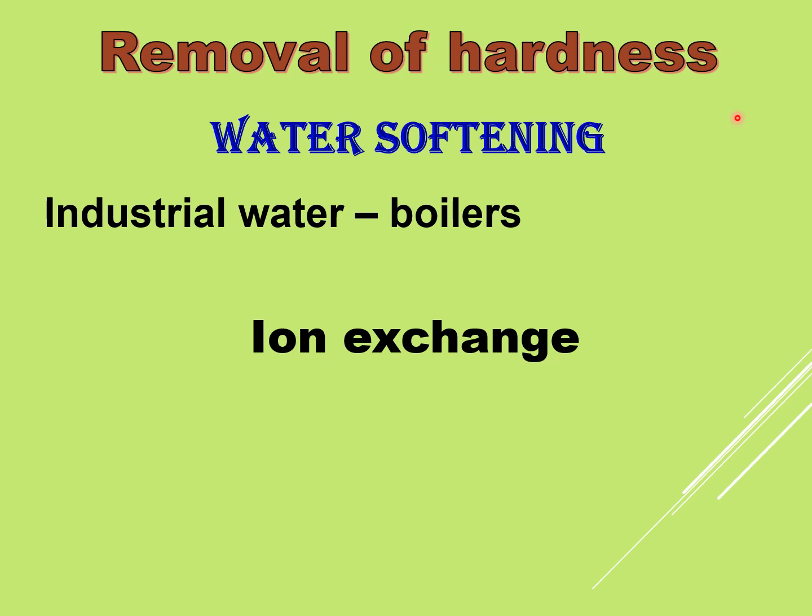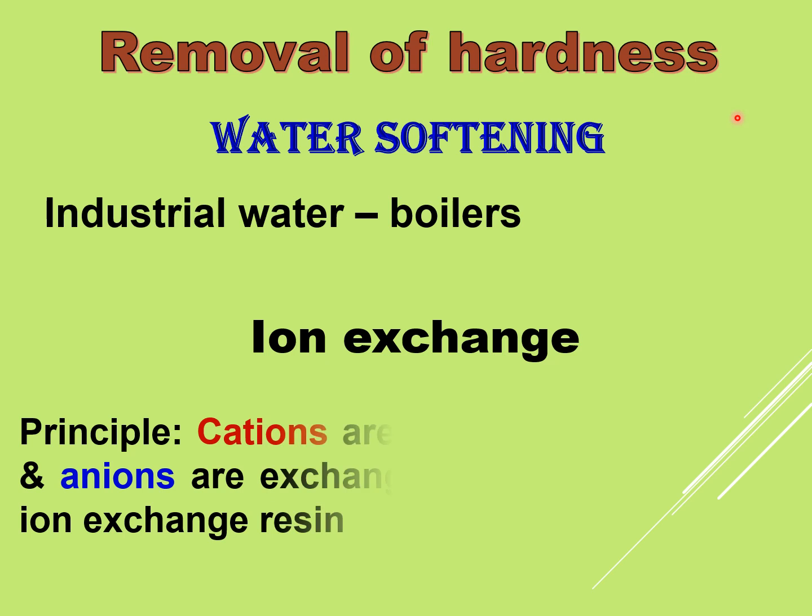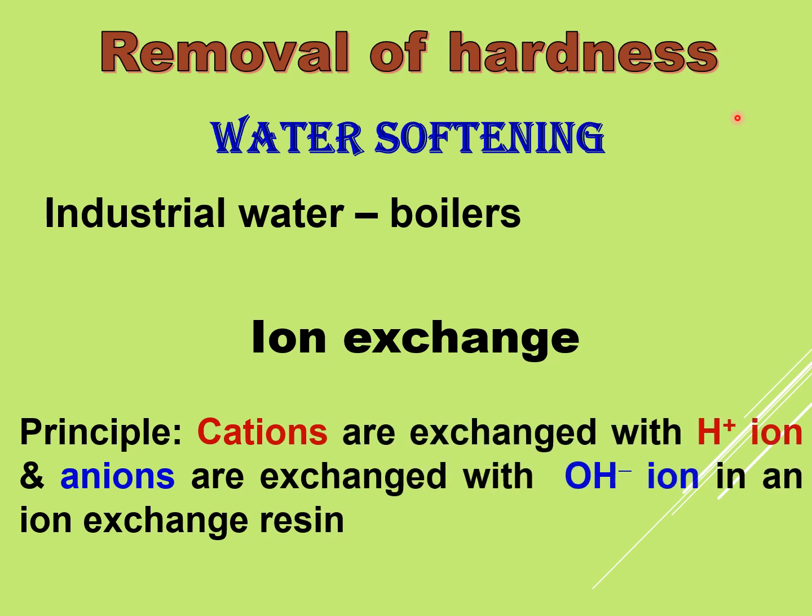So what is done in ion exchange? What is the principle of ion exchange? Cations are exchanged with H plus ion and anions are exchanged with an OH minus ion in an ion exchange resin. We'll explain what is an ion exchange resin. So all the cations in the water are removed, and instead of that H plus ions come into water. All the anions are removed, and instead of that OH minus ion comes into water. So you are getting pure water, pure H2O you will be getting.